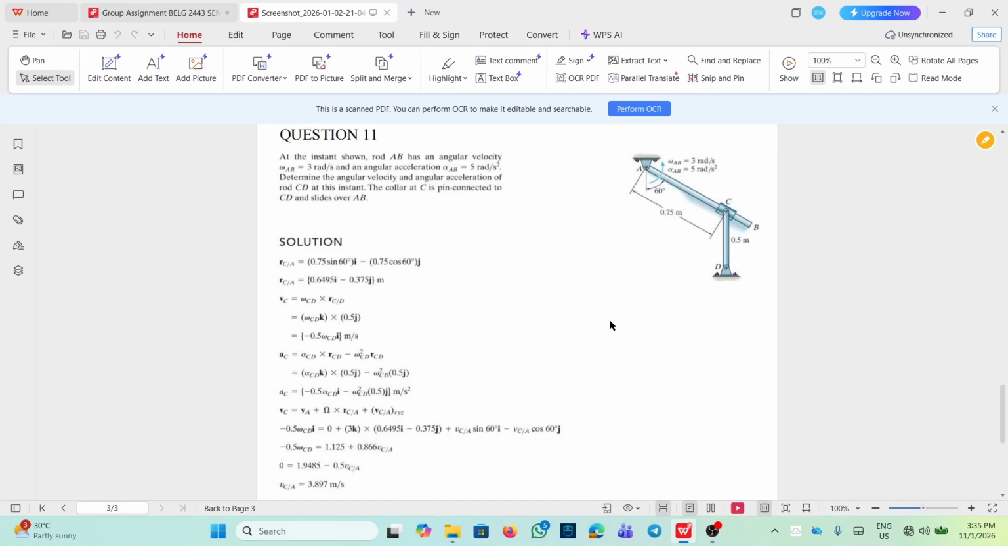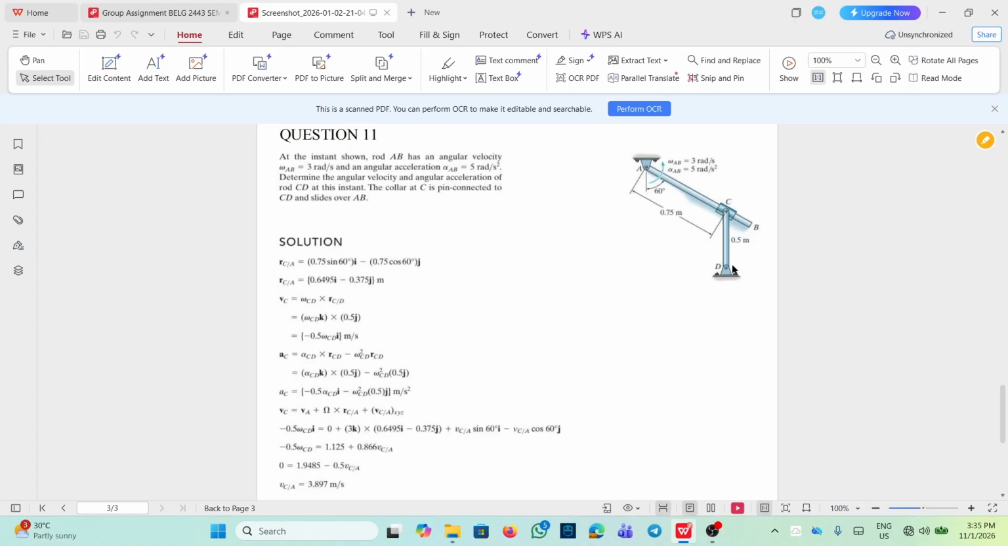First, let us understand the system. Rod AB is rotating about point A with a given angular velocity of 3 radians per second and an angular acceleration of 5 radians per second squared. At point C, there is a collar which slides along rod AB and at the same time is pin connected to another rod CD. And rod CD rotates about a fixed point D.